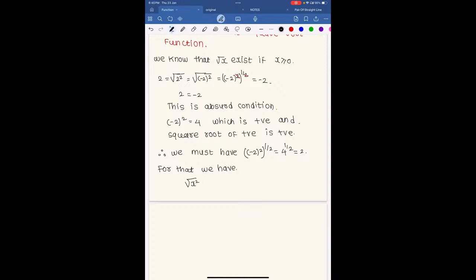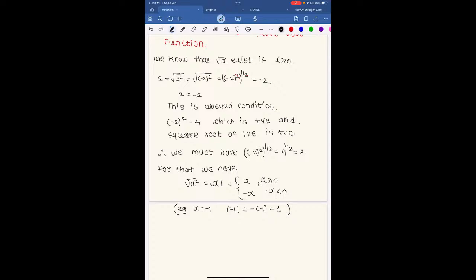Root of x square. If there is a squared quantity inside the root, root of x square, we can write it as modulus of x, and it is defined as x when x is positive. So we know that mod of x means distance, which is always positive. If x is positive then mod of x is x. If x is negative, that is x is less than 0, then mod of x will be -x. For example, if x is equal to -1, then mod of -1 by definition is minus of -1, which is +1. So modulus is always a positive quantity.